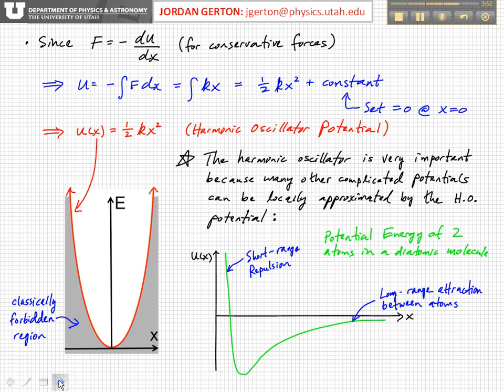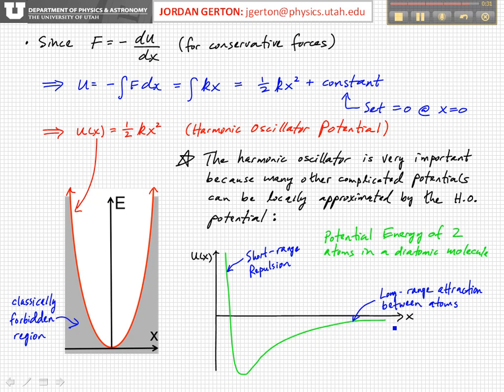Now, the reason why we study the harmonic oscillator is that it's sort of a canonical thing to study in physics and in quantum mechanics, and that's because this harmonic oscillator potential, something which goes as x squared, is pretty generic, and it actually can be used to approximate other more complicated potentials, at least locally. An example of that is shown right here. What I've shown in green here is the potential energy curve for two atoms in a diatomic molecule as a function of their separation x.